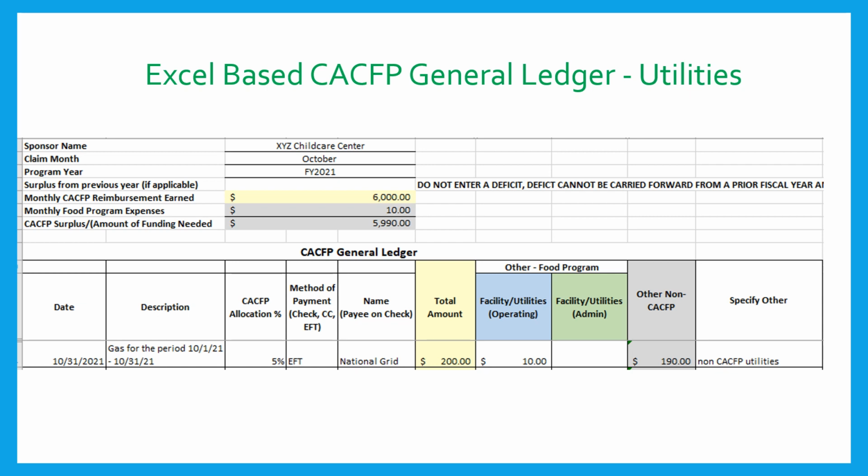This concludes our overview of examples on how to use the CACFP Excel-based general ledger as a mechanism to separately track CACFP revenue and expenses. As a reminder, source documents are key supporting documentation for the ledger, as well as any other tracking method. Each line item must tie back to a source document, and RIDE must be able to tie the total transactions back to your accounting system.